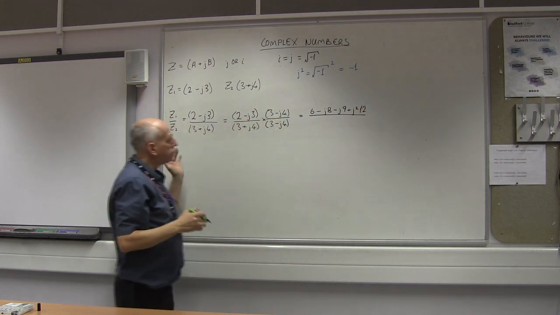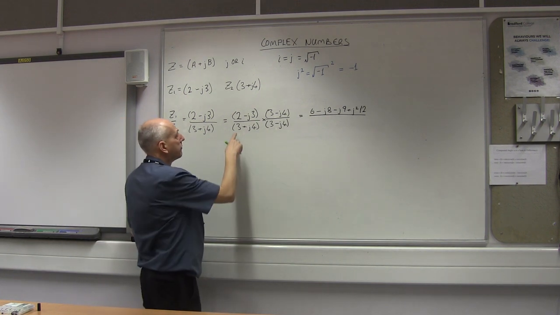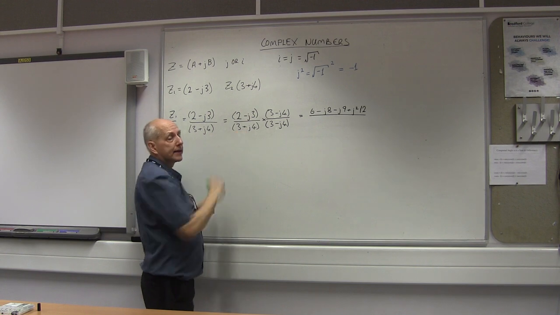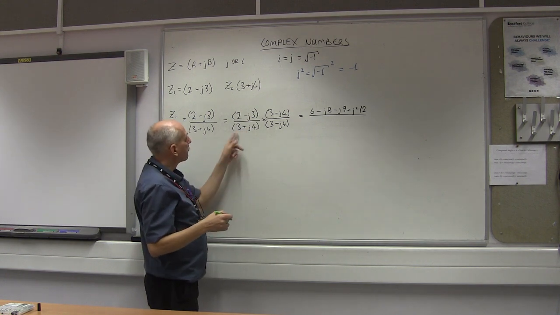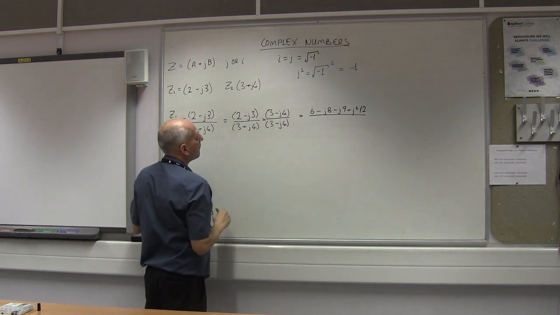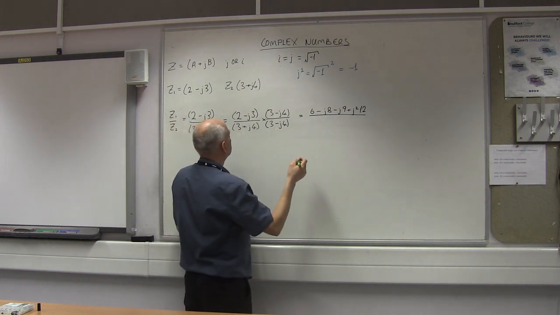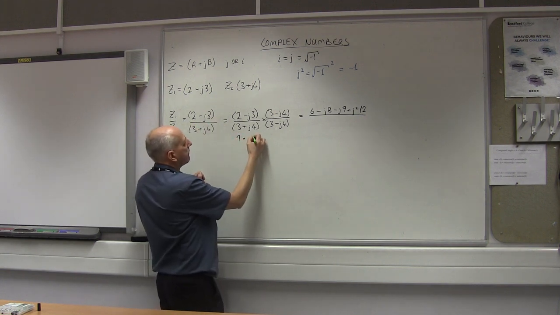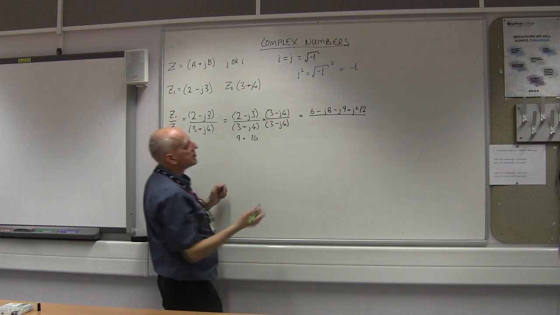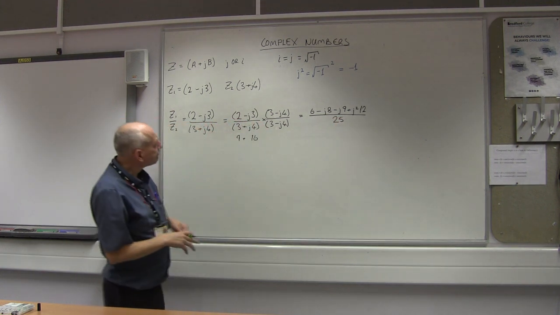Now on the bottom we can obviously do the same process, but because we know the shortcut, if we square these and add them together, we get to the same place. So 3 squared is 9, and 4 squared is 16, so it's 25. Maths got too hard for me then.